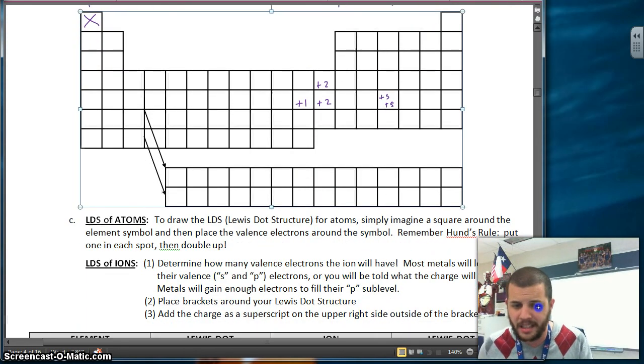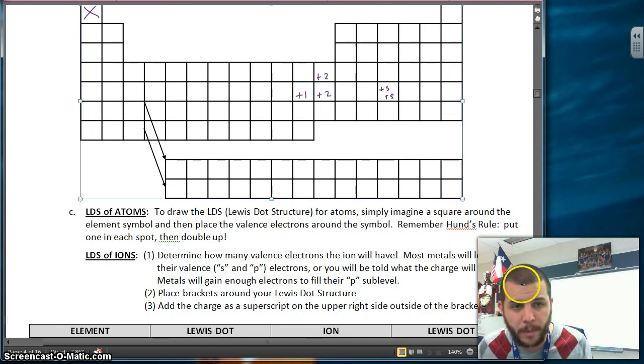Okay, that gets us to Lewis dot structures, but holy smokes, it took me 9 minutes just to get there. So we're going to take a look at Lewis dot structures in the next video. So yeah, great stuff.